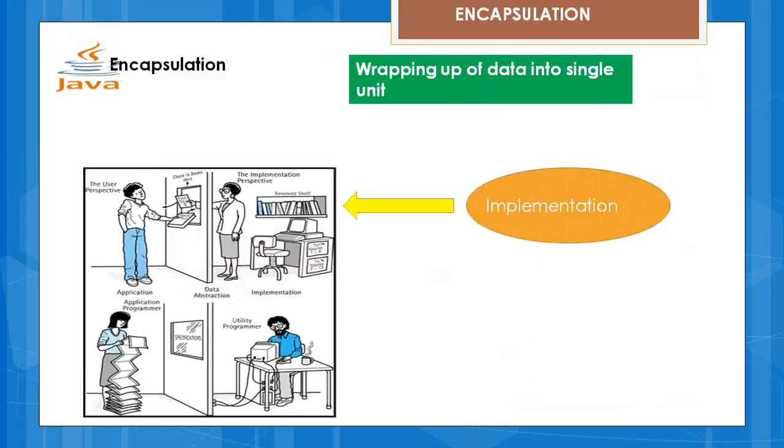Then we have encapsulation. Encapsulation is wrapping up of data into a single unit. So what do I mean by that? By that I mean, first of all, encapsulation means data hiding. You are hiding your data. So where are you hiding? The implementation part. Continuing with the same example, the implementation part is encapsulation, because that is the place where all your data resides and it has to be secure.